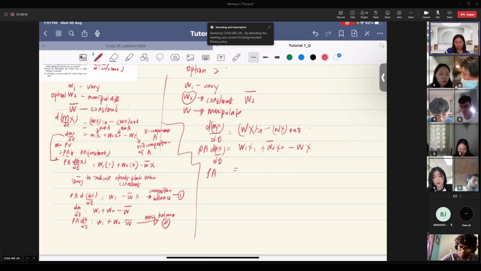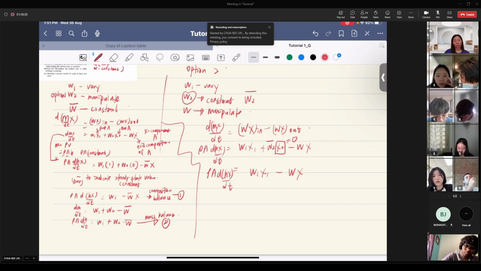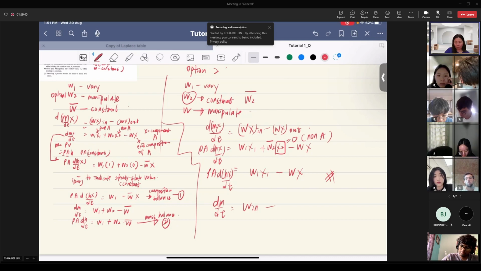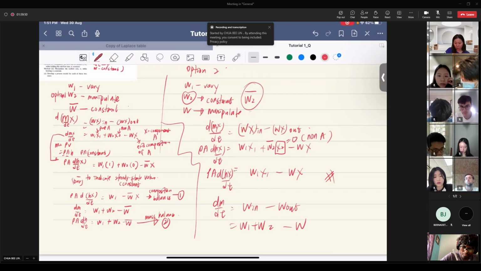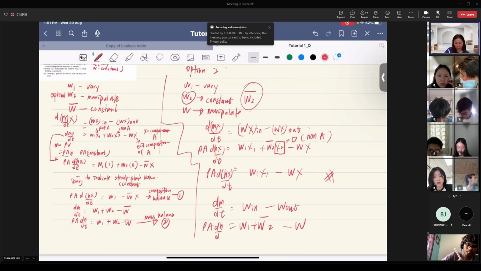So finally, you will have rho A d(Hx) over dt equals to W1 X1. So again, this one will give you 0, minus Wx, because of non-A. So mass balance also the same thing, dm over dt equals to W in minus W out. So W1 plus W2 is the in minus W out, and the constant is W2, rho A dH over dt. Done. So you have equation 3, equation 4.